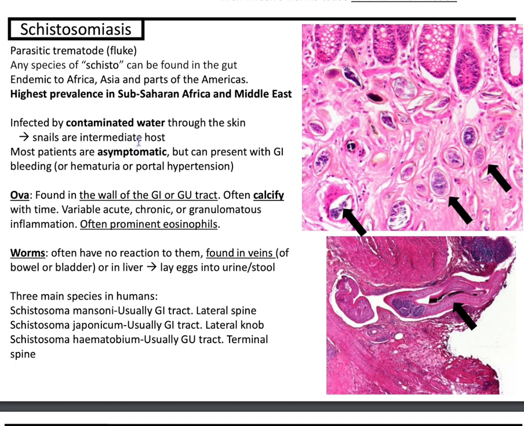Snails are intermediate hosts. Most patients are asymptomatic but can present with GI bleeding, or hematuria if it's in the bladder, or portal hypertension if it's in the biliary tracts. The ova are found in the wall of the GI or GU tract, and they often calcify with time. And you can have variable acute, chronic, or granulomatous inflammation with often prominent eosinophils. For worms, there's often no reaction. They're found in veins of the bowel or bladder or in the liver, and they lay eggs into the urine or stool.